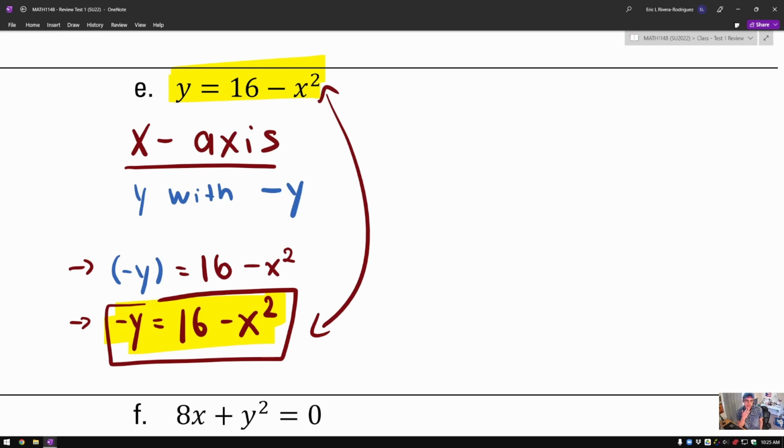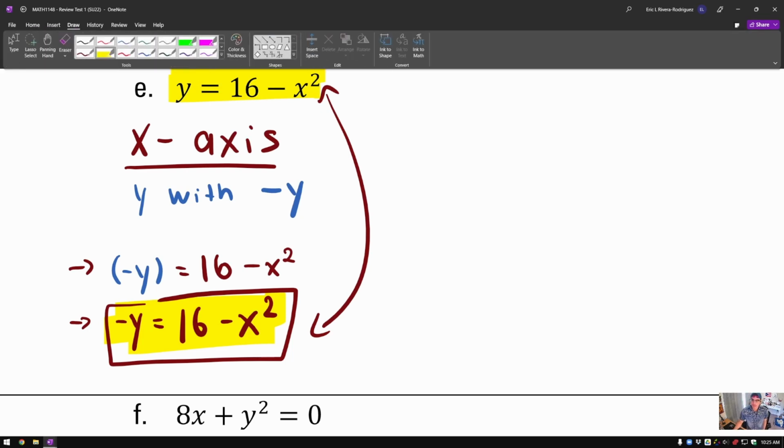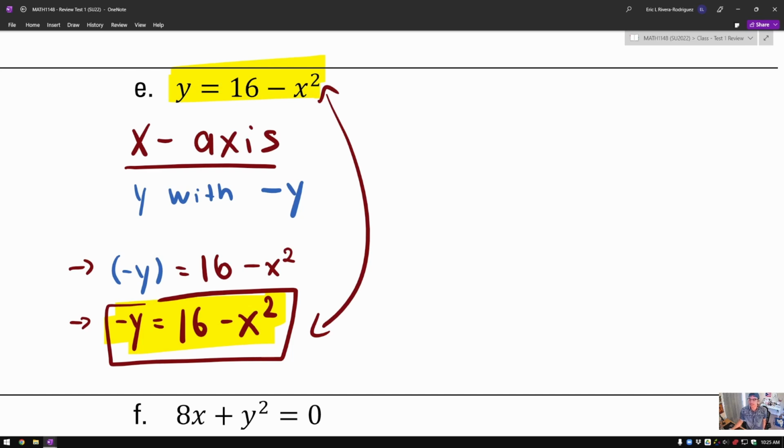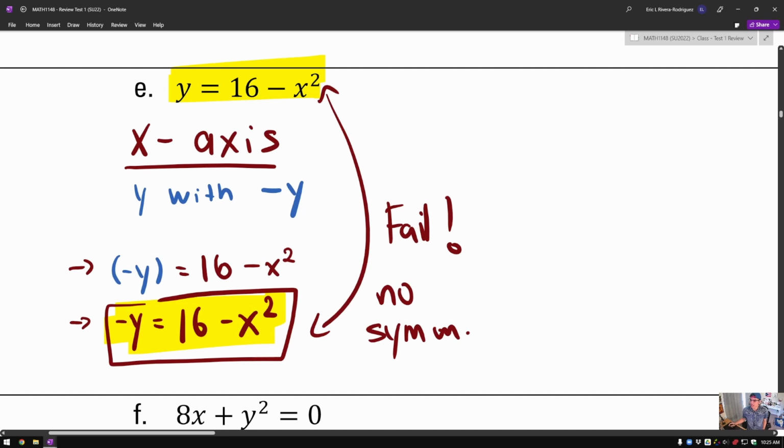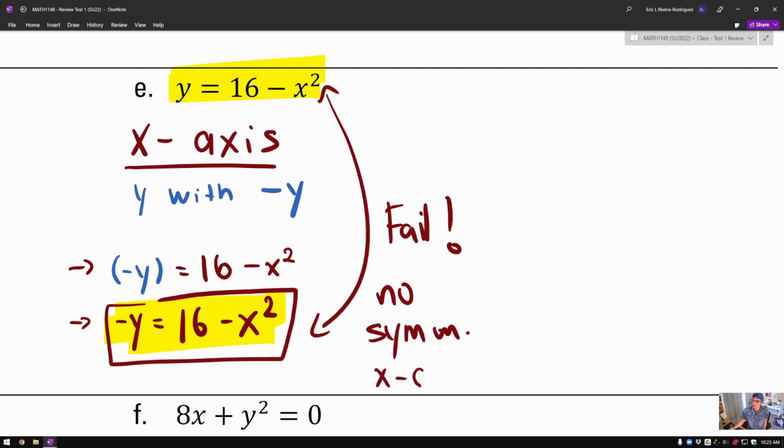Okay, I have Jordan says yes. Jordan, is that your answer or not? Amina says no, they are not the same because there is a negative next to the y. That's correct. That is the reason why they are not the same. So, because they are not the same, the test failed. Okay, so there is no symmetry with respect to the x-axis. I'm just going to put it simply here: no symmetry with respect to the x-axis.